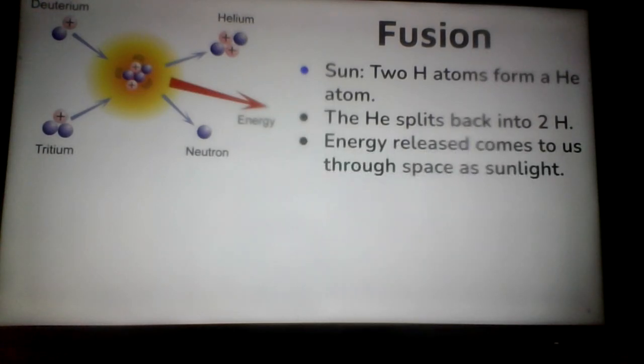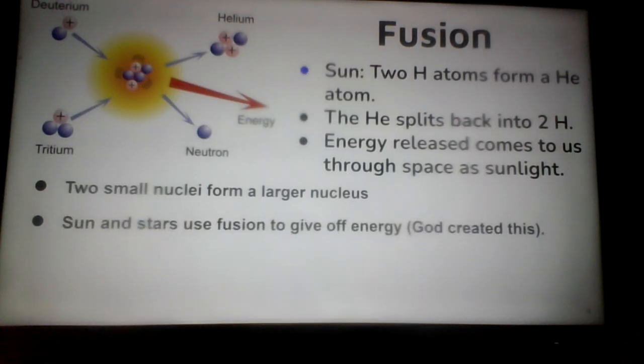And that energy that's released from the fusion and the fission comes through outer space into our atmosphere as something that we call sunlight. Now, we'll study the different kinds of light that come with sunlight later in the year. But all this happens at the sun. So now in more general terms, 2 small nuclei form by coming together into a larger nucleus. It's not always just hydrogen and helium, but in outer space that happens a lot, especially at the sun. The sun and the stars use fusion to give us a lot of energy.